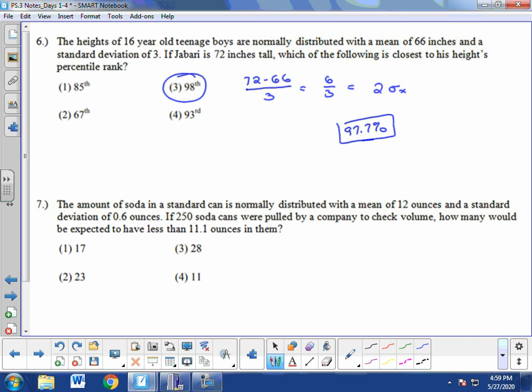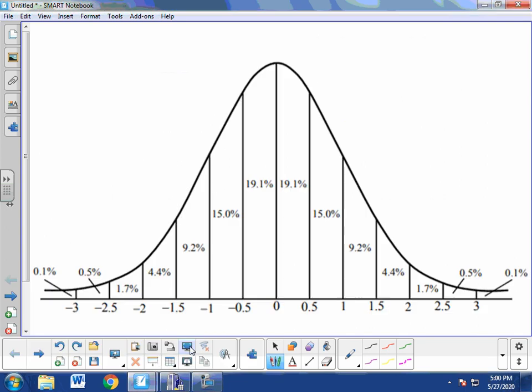Let's start with 11.1 is our data point. And then we're going to subtract the mean, 12, and then divide by the standard deviation, 0.6. This is going to tell us how many standard deviations we are from the mean. And if we do that, we would get a negative 0.9 divided by 0.6, which would come out to negative 1.5. So we are negative 1.5 standard deviations from the mean. The negative tells us we are going to the left. So if I look at my chart, negative 1.5 would be right here.